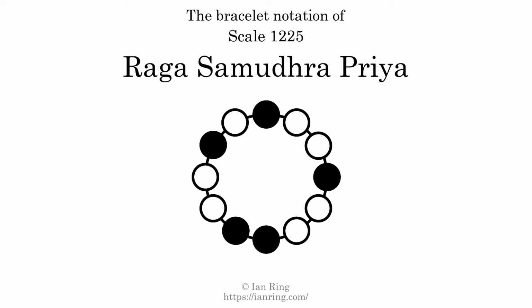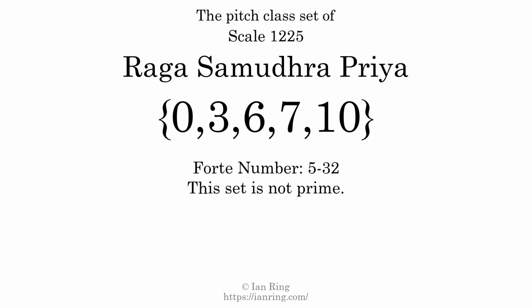This is a bracelet notation diagram of scale 1225. The shaded circles represent tones that appear in the scale, and they are read clockwise, starting at the top. The pitch class set for this scale is 0, 3, 6, 7, 10. The fault class is 532. This set is not prime.